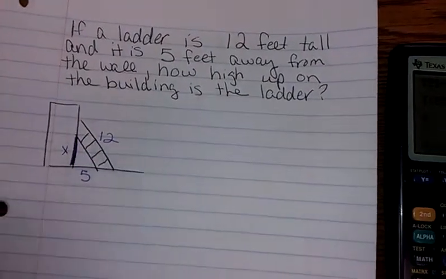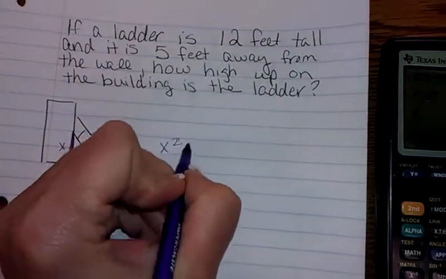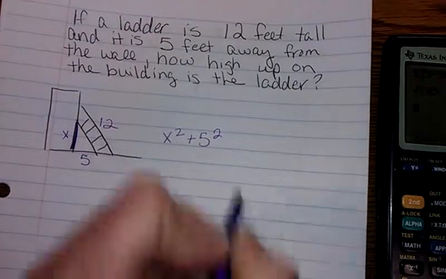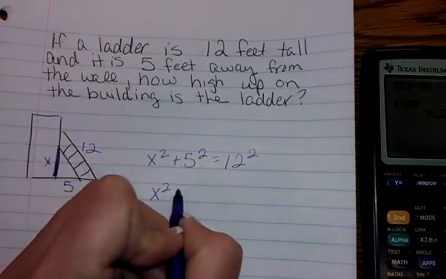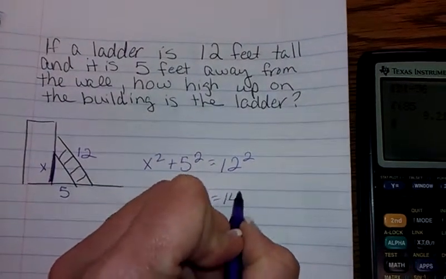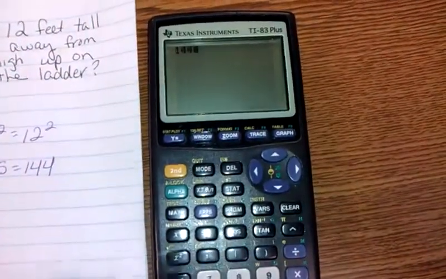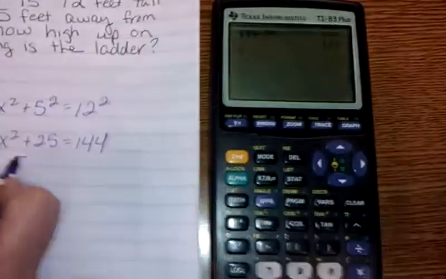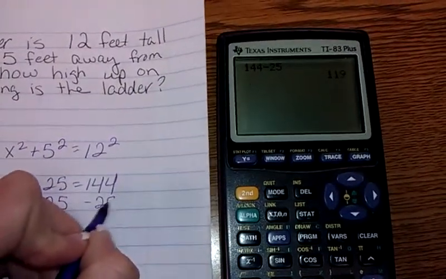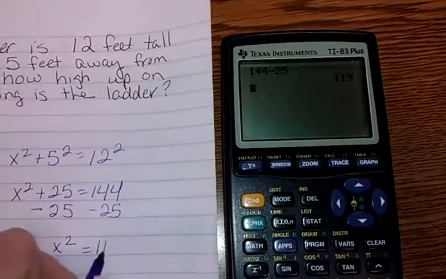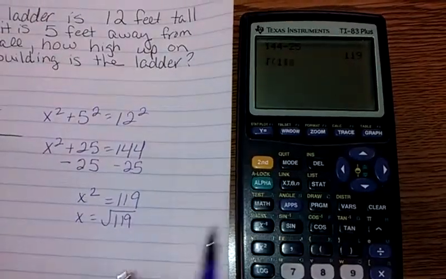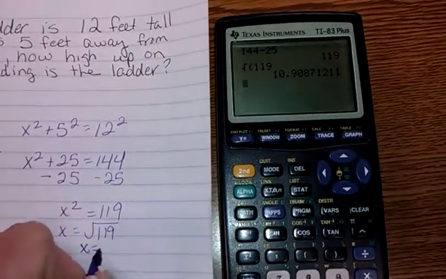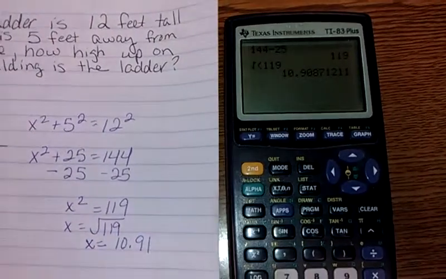Well, it doesn't matter which one you make it, it's either A or B. So I have x squared plus 5 squared equals 12 squared. X squared plus 25 equals 144. So I'll go 144 minus 25. I subtracted 25 from each side. X squared equals 119. So I'm going to take the square root of 119. And I get 10.91.